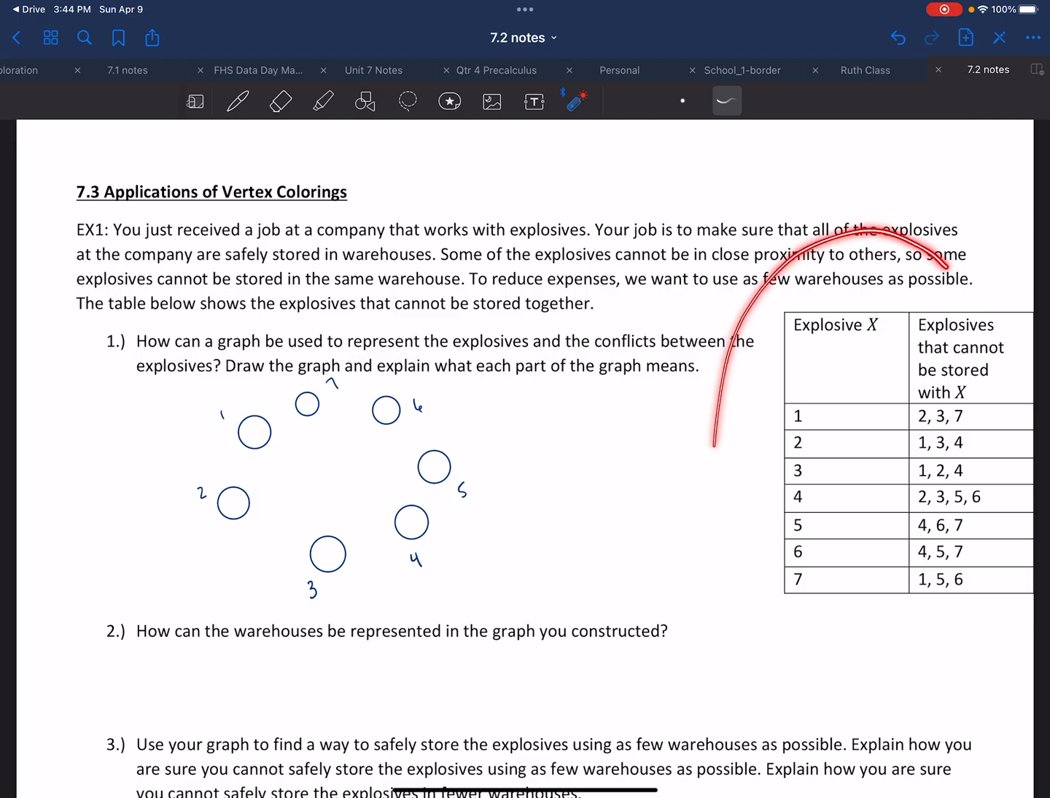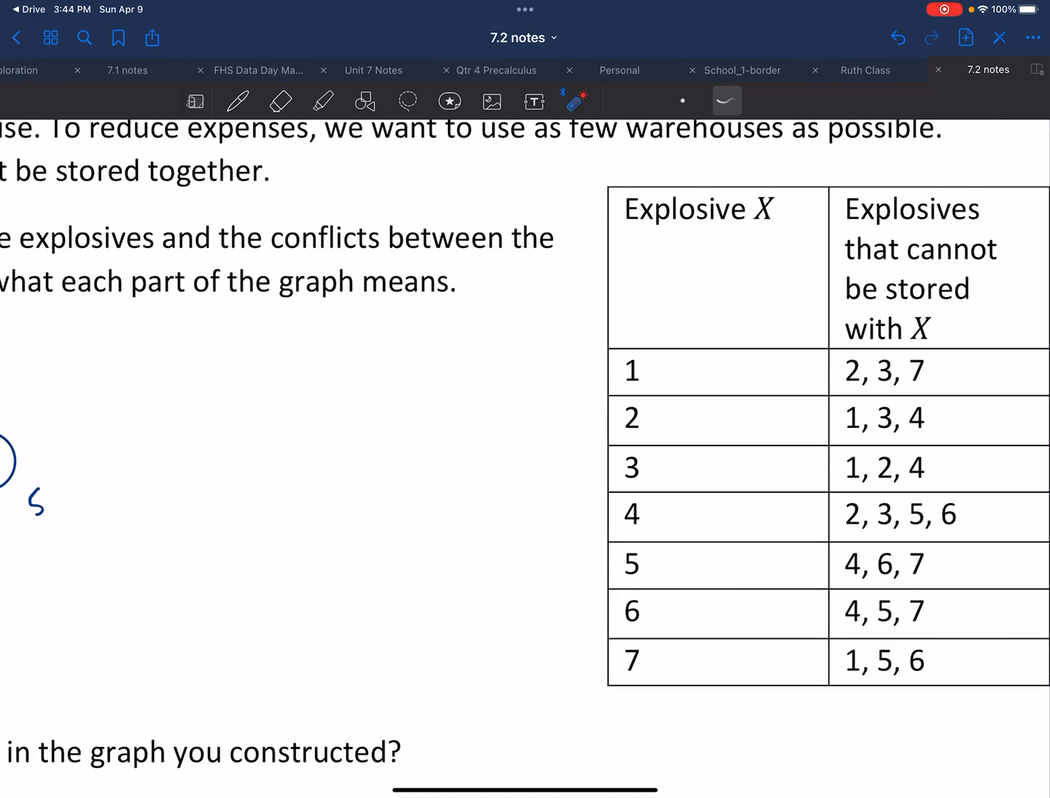The table below shows the explosives that cannot be stored together. How can a graph be used to represent the explosives and the conflicts between each? Well, we know that if we have any objects that are connected in some way, they cannot have the same color. For example, explosive 1 cannot be with 2, 3, or 7. That means if we have a connection between 1 and 2, 1 and 3, and 1 and 7, they are not going to end up in the same warehouse.